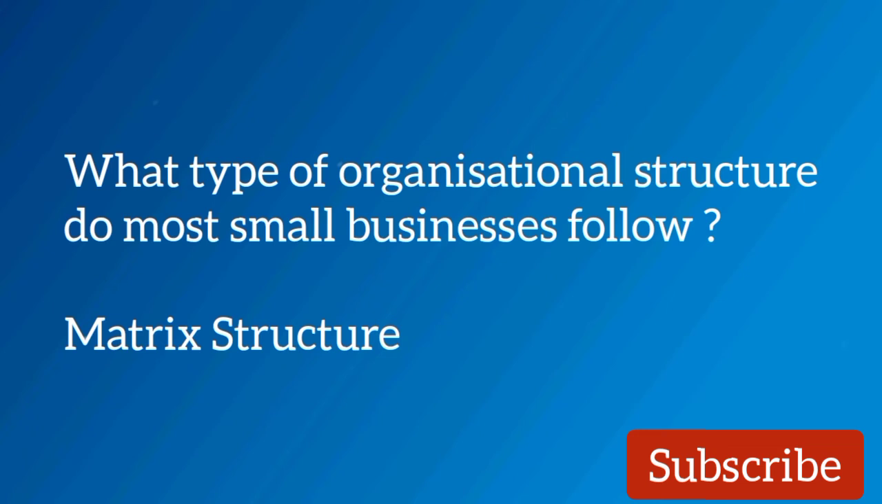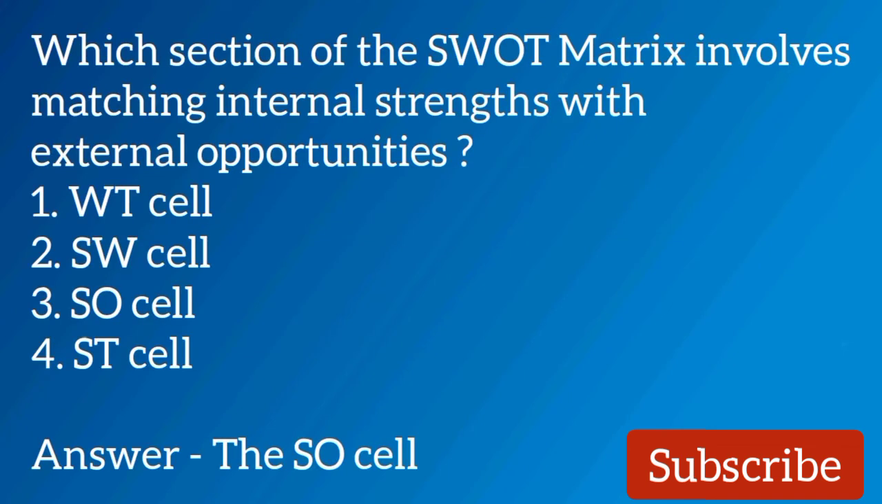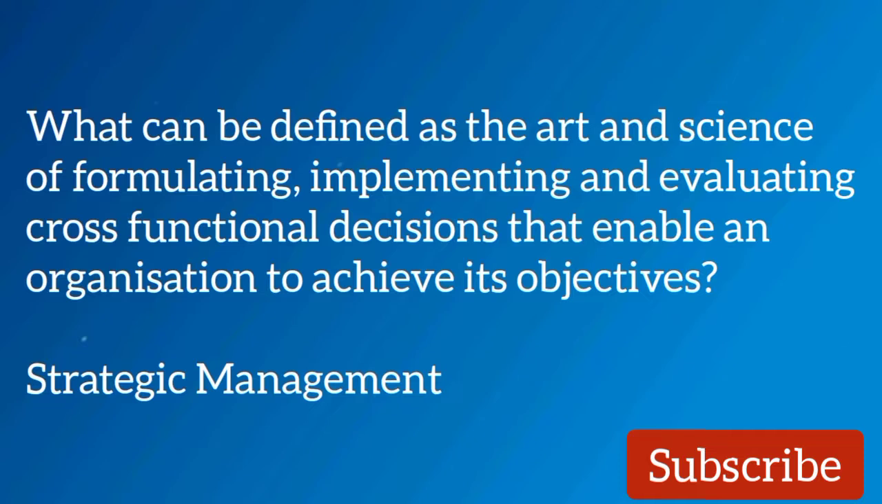What type of organizational structure do most small businesses follow? It is matrix structure. Which section of the SWOT matrix involves matching internal strengths with external opportunities? The SO. Next, what can be defined as the art and science of formulating, implementing, and evaluating cross-functional decisions that enable an organization to achieve its objectives? Strategic management is the answer.